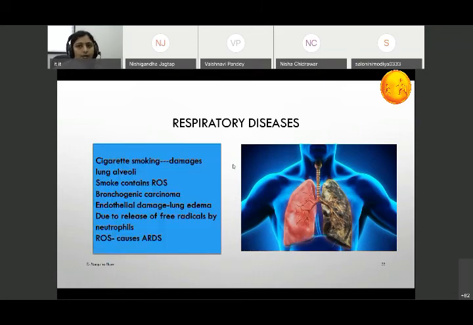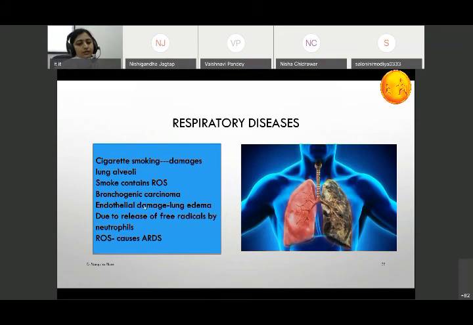Here, tobacco smoking and cigarette smoking will lead to the generation of reactive oxygen species, which will damage the lung alveoli. Tobacco smoke itself also contains reactive oxygen species, so it will also damage the alveoli of the lung. Since the lung alveoli are damaged, there will be certain disorders of the lung. Here, bronchogenic carcinoma is given as an example, which develops due to cigarette and tobacco smoking, due to which the ROS are generated.